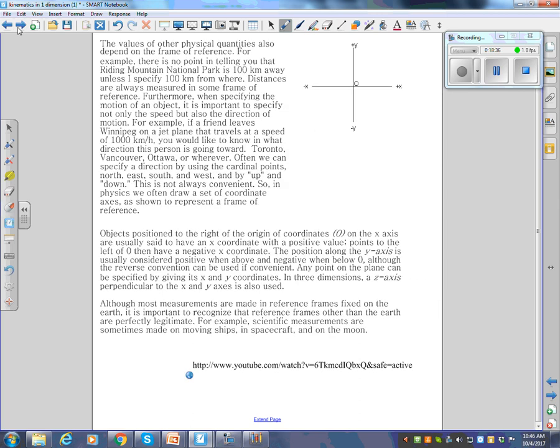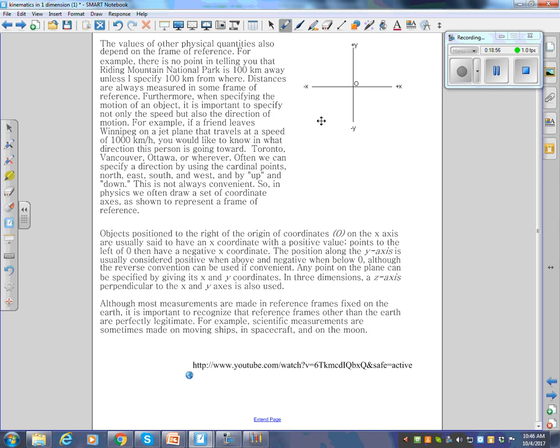Watch it sometime. Okay. The values of other physical quantities also depend on the frame of reference. For example, there is no point telling you that Riding Mountain National Park is 100 kilometers away unless I specify 100 kilometers from where. Distances are always measured in some frame of reference.